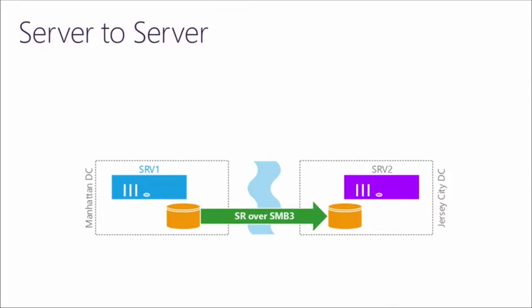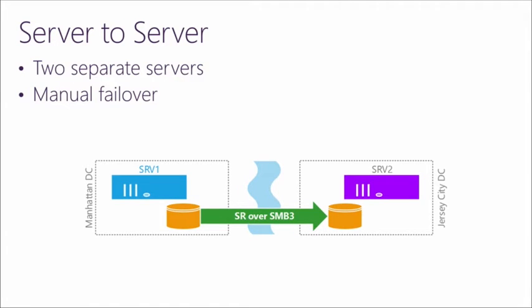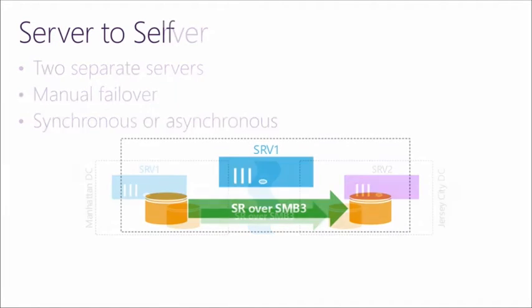But you'll see from the graphic here, we've got the same situation across the river, server 1, server 2, and I just want to replicate the important volumes between these 2 sites, utilizing SMB3 as the transport. So it's 2 servers. Again, it's manual failover because it's not a single cluster entity, so it doesn't know how to automatically fail over, but you could, again, write some PowerShell. And again, that can be sync or async if you want.